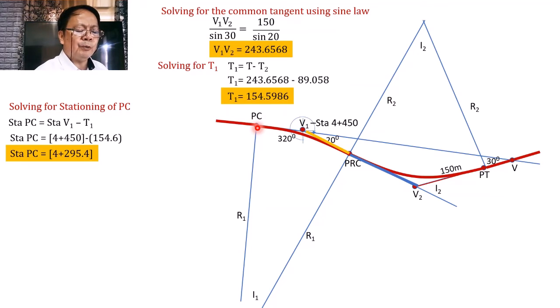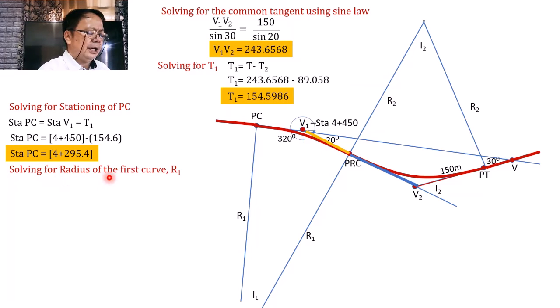Now, if we wanted to compute for the stationing of the PRC, then from PC, we simply add the length of this curvature. So, solving for the radius of the curvature R sub 1, how do we solve for the radius? R sub 1 will be T sub 1 over tangent of I sub 1 over 2. We just have computed T sub 1 and I sub 1.